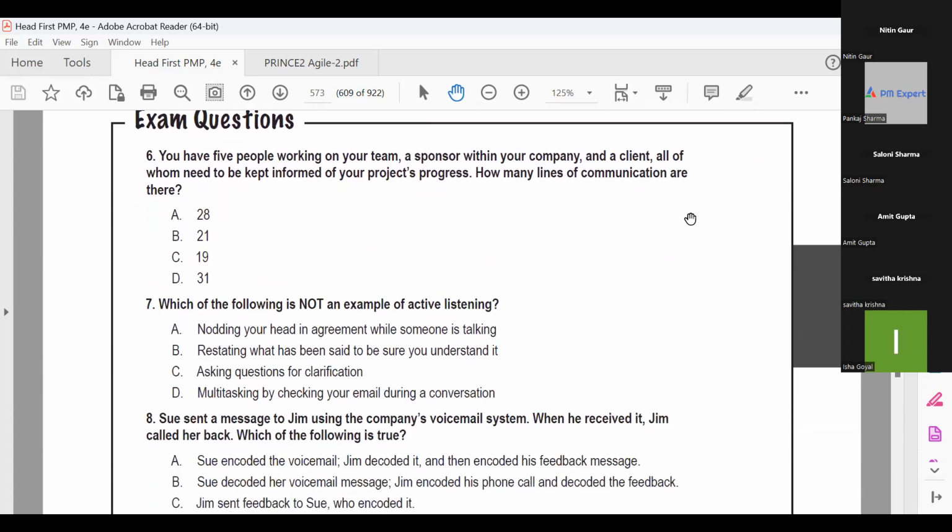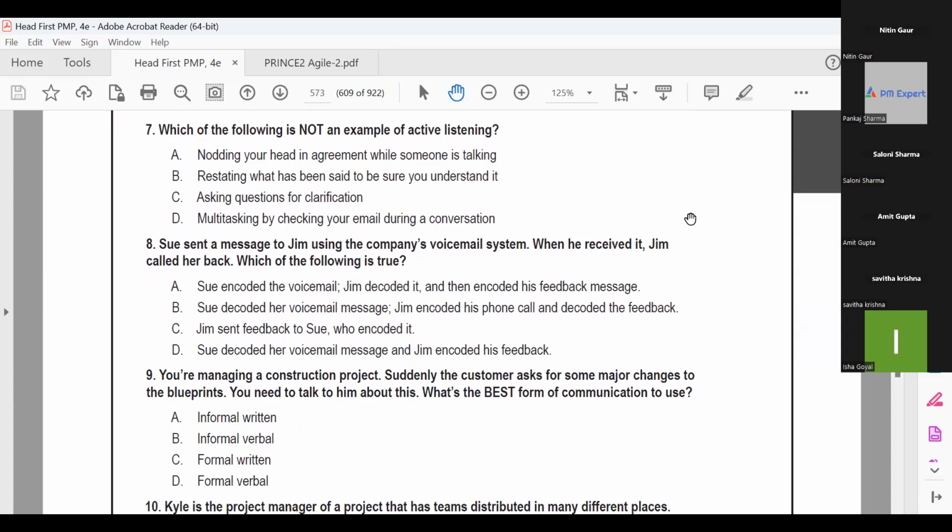Now, can you answer question number 6? 21, Isha. Let me verify. It should be 28. Sorry, 28. Yes, 28. Alpha.